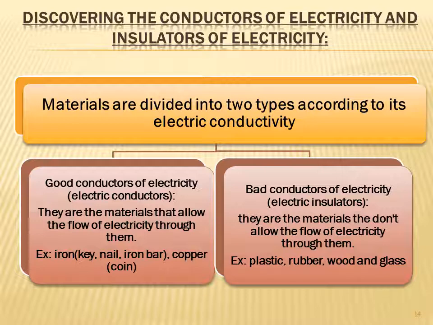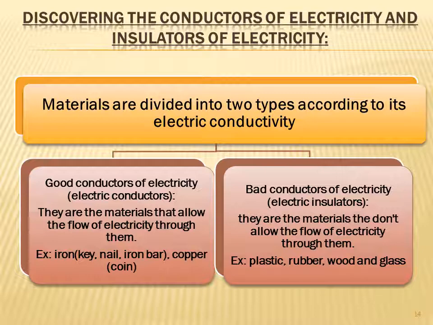Materials are divided into two types according to their electric conductivity, the ability to pass electricity or not. Number one, a group called good conductors of electricity or electric conductors. Those are the materials that allow the flow of electricity through them. Like what? Like iron, in the form of a key or a nail or an iron bar. Also copper, which is the best electric conductor ever, in the form of a coin, for example.